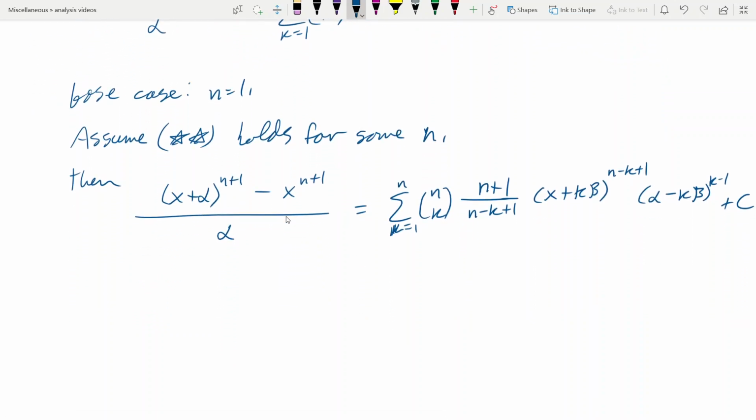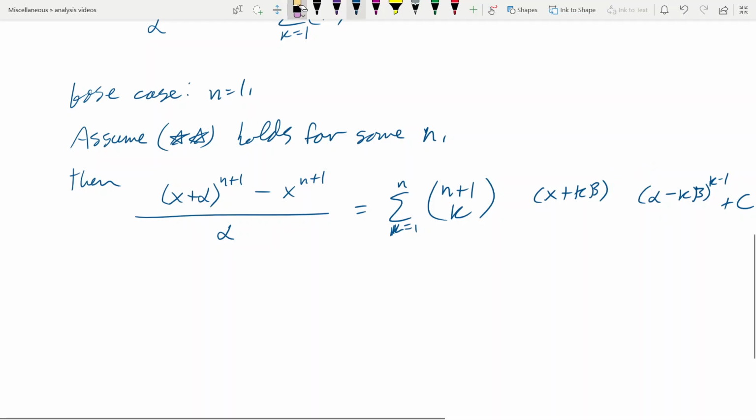Okay, and furthermore, this all reduces to n plus 1 choose k, just like before. Okay. And I'm going to actually also change that exponent on x. X plus k beta.